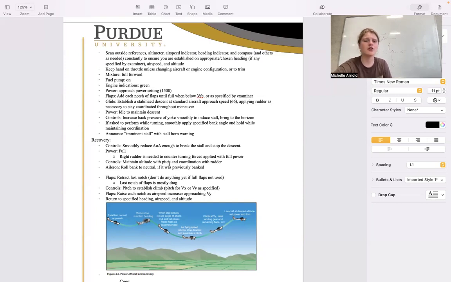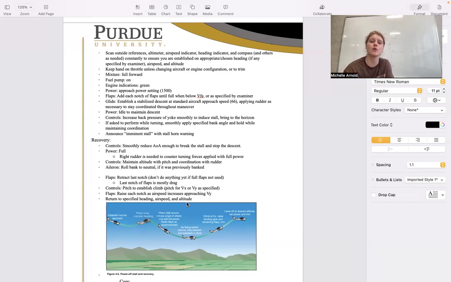And then make sure your ailerons are in neutral if you were banked previously. And you want to immediately retract that first notch of flaps as soon as possible because that third notch is really just creating drag. And so then you want to pitch for VY. So we'll pitch for 76. Once we get to 76, then we'll start taking out the rest of the flaps and return to the specified heading, airspeed, and altitude.